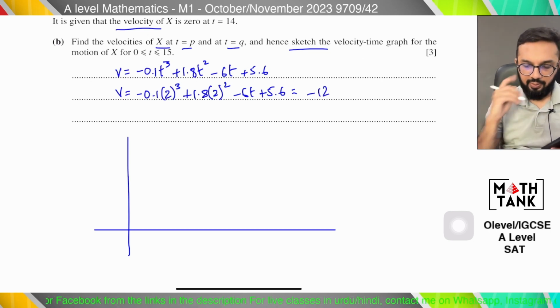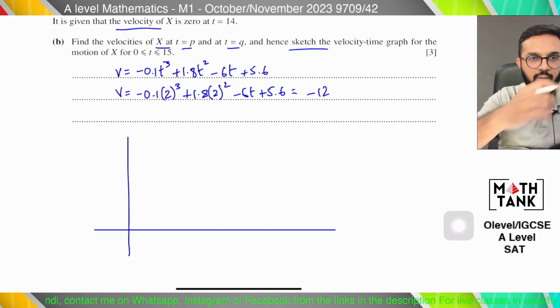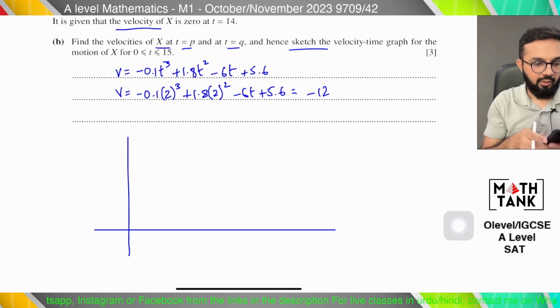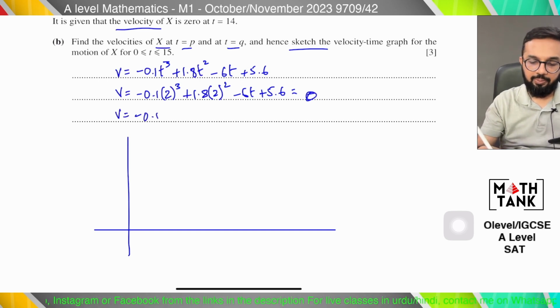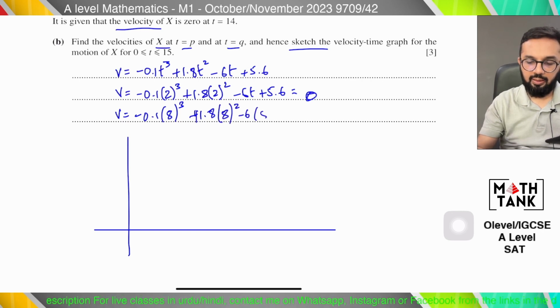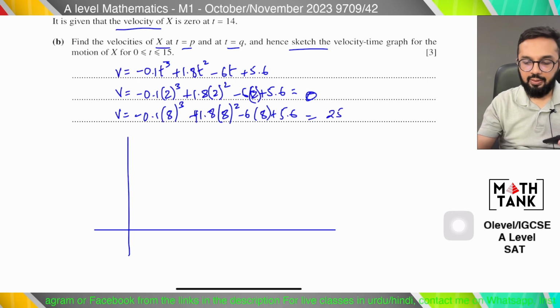So I'm getting minus 12 out of this. I hope that's the correct number. Just checking to make sure. Minus 0.1 into 2, 1.8 into 4, minus 6 into 2, not 4. Oh, so that's 0. So v equals minus 0.1 t cubed plus 1.8 t squared minus 6 times t plus 5.6. Should be 2 here. Okay, so I am going to get 25.6 out of this.